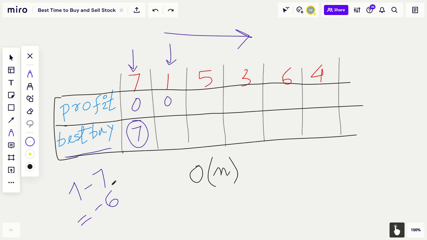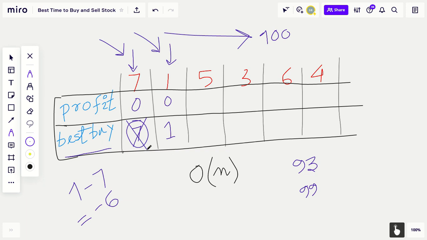But one interesting thing is that 1 is less than 7. Okay, so we got a new best buy price. In future, if we take the value 100, and we would have bought here at 7, we would get a profit of 93. But if we buy at 1, we will get a profit of 99. So 99 is a better option. That is why we are discarding this value and updating our best buy to be 1.